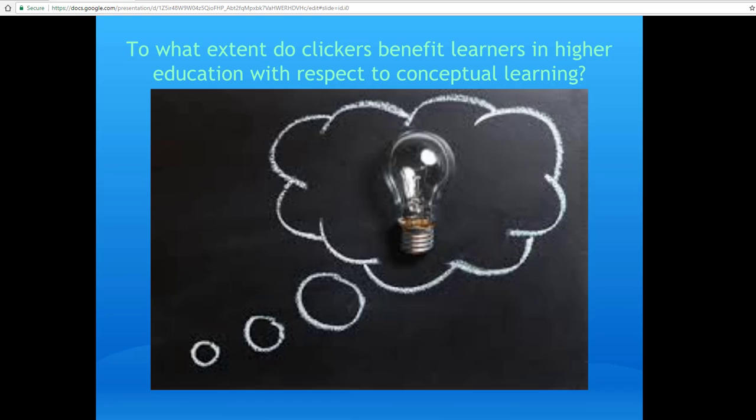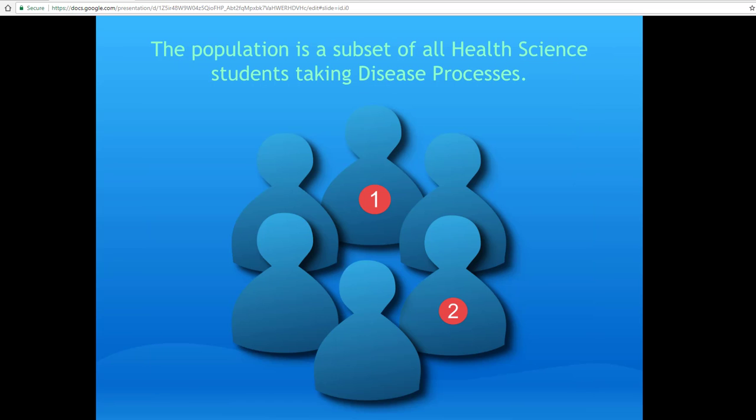Disease processes for a non-clinical student can many times be difficult to understand. For this study, my population will be the health science students taking the course on disease processes. There are 6 classes of students taking the disease process course with a 25 student class size. All of these classes use clickers throughout the course. Of the 150 students, I will randomly select 2 classes for my sample, yielding 50 students.